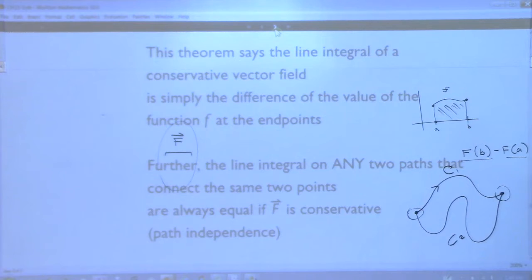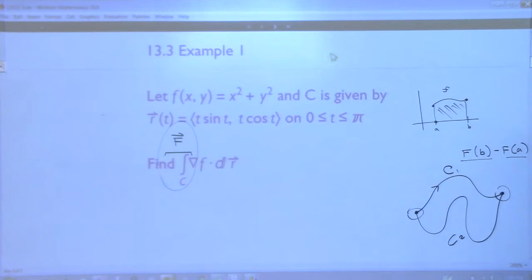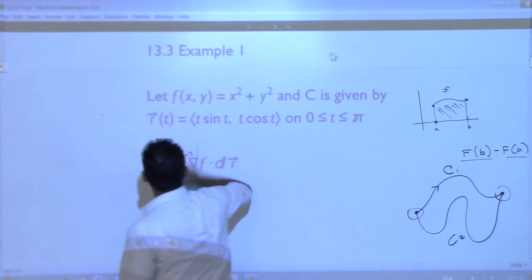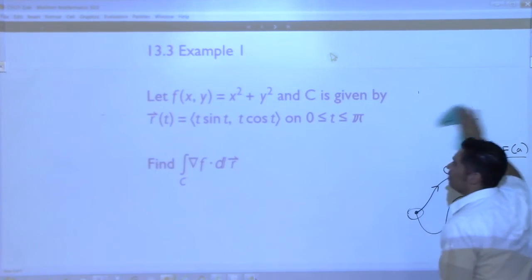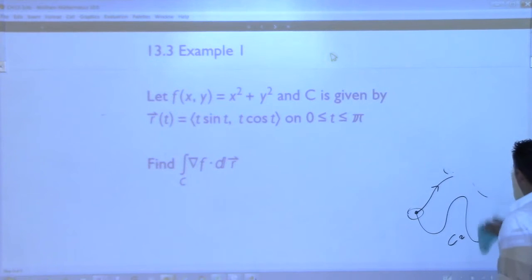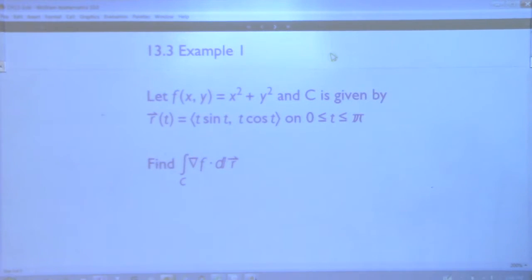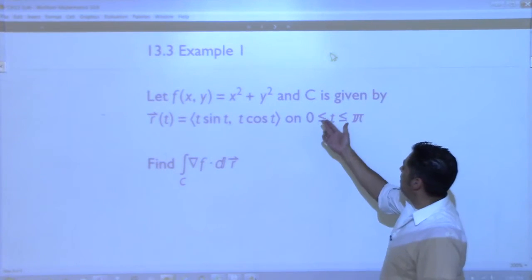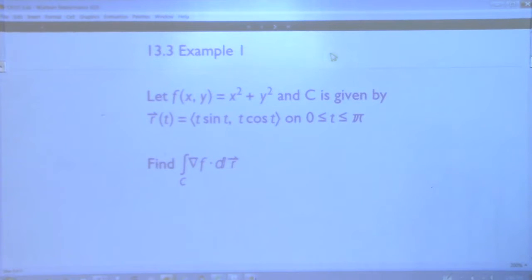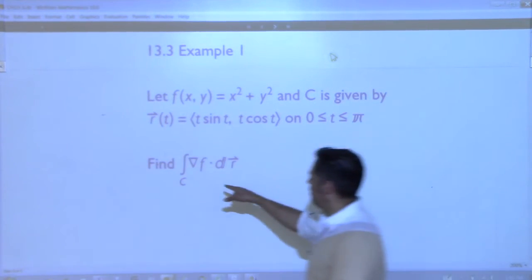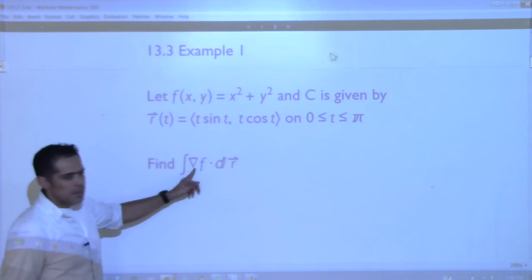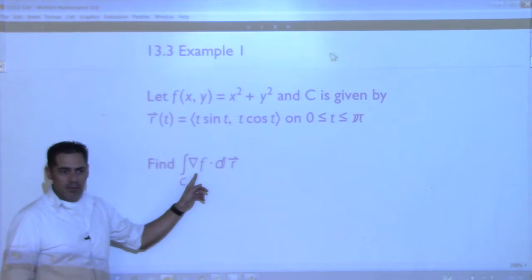All right, let's just use the theorem once just to see how it works, and then we'll get further into the theory of this. So let's start with a scalar function. Let f of x, y be x squared plus y squared, and c is this curve, defined from 0 to pi. Find this, right? Find the work done by the gradient vector field.